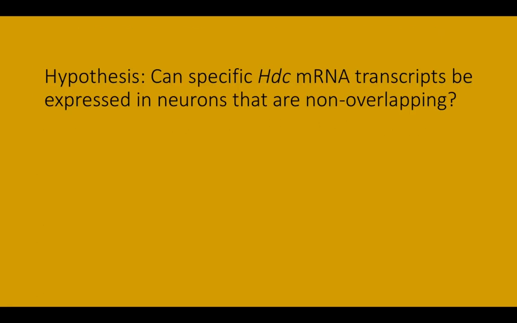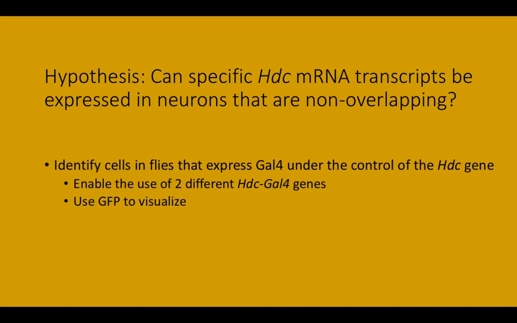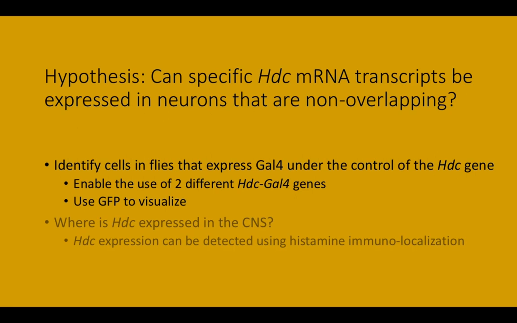So our hypothesis is, can specific HDC mRNA transcripts be expressed in neurons that are non-overlapping? To answer this, we need to identify cells in flies that express Gal4 under the control of the HDC gene. We can do this by utilizing 2 different HDC Gal4 hybrid genes and use Green Fluorescent Protein, or GFP, to visualize expression. We also must ask, where is HDC expressed in the central nervous system? And we can detect HDC expression using histamine immunolocalization.